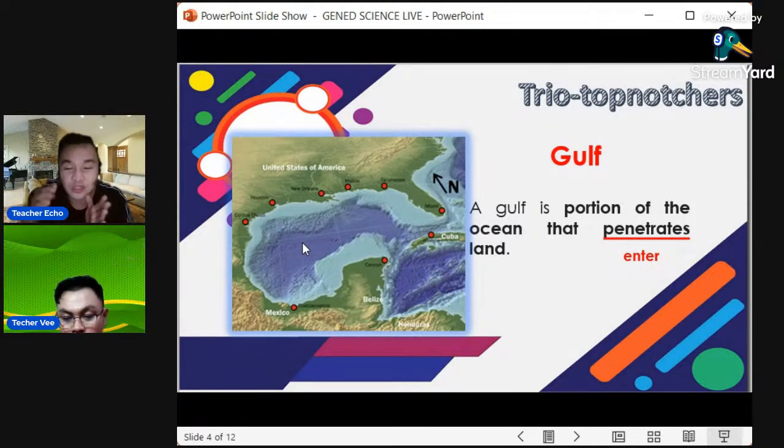Kapag may enclose, pag may nakita kayong word na enclose, Gulf na po 'yon, okay? Kapag sinabing penetrates, guys, enter. Meaning ang ocean nag-enter siya sa land. Nakikita niyo naman sa picture, guys, na yung ocean nag-enter sa land. So this is partly enclosed. Enclosed po yung land dyan. Alright, yan po yung Gulf.